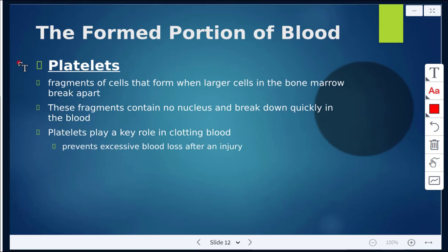All right, next are the platelets, which also make up the formed portion of blood. Platelets are fragments of cells that form when larger cells in the bone marrow break apart, and these fragments contain no nucleus and they break down quickly in the blood. They play a key role in blood clotting, for example, preventing excessive blood loss after an injury so that you don't bleed out.